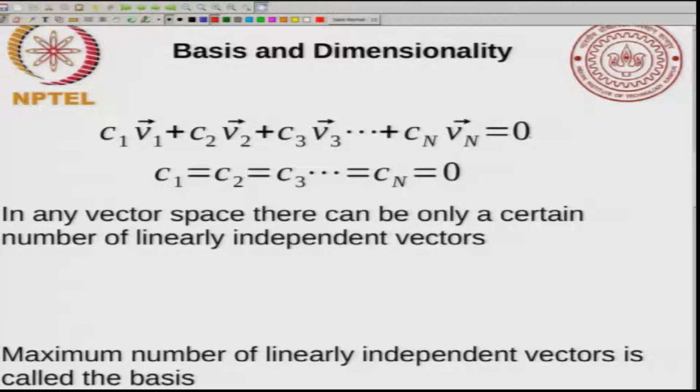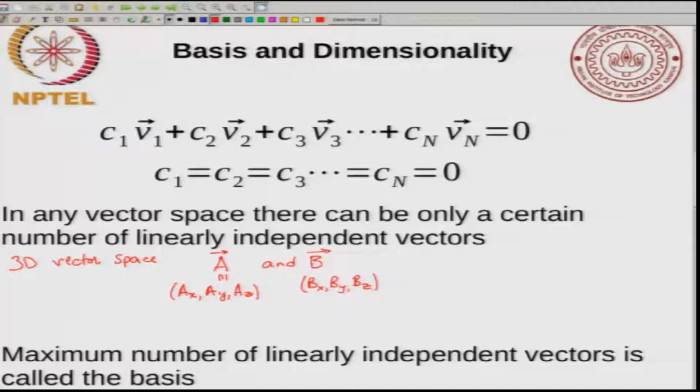Suppose we take the usual 3-dimensional vector space. If you take any two vectors, let us say a and b, then you ask what is the condition that these vectors are linearly independent. Now, A will have certain components, let us say Ax, Ay, Az, and B has components Bx, By, Bz.